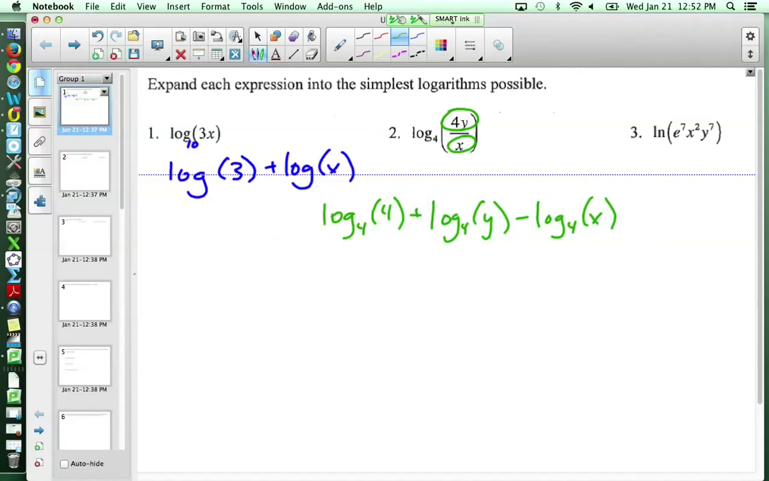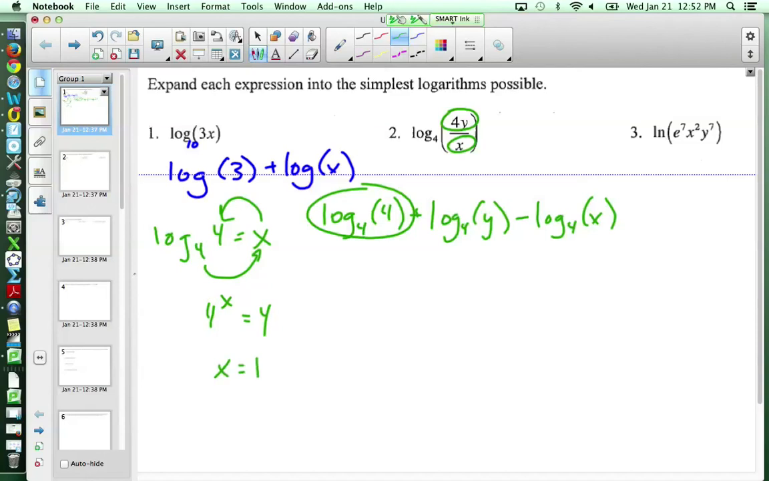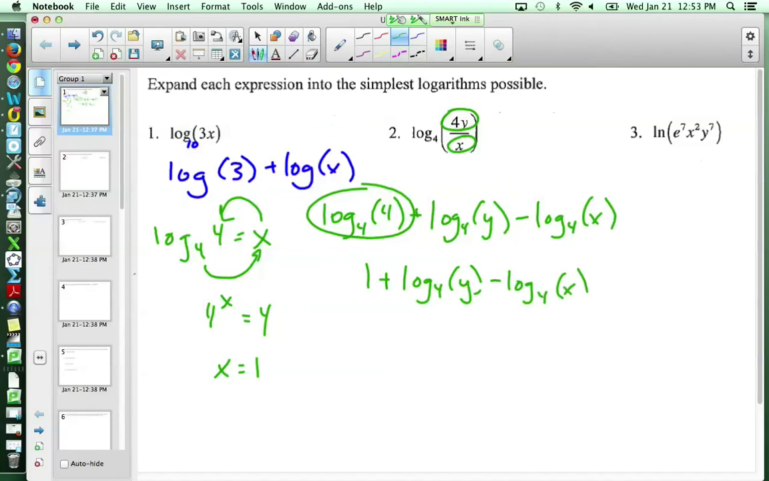We can simplify this further looking at this log base 4 of 4. Remember, if we're looking at the log base 4 of 4, we're trying to answer the question, 4 raised to what power is equal to 4? That's what these logarithms are telling us. And of course, the answer to this is x equals 1. So the log base 4 of 4 is just 1. So we have 1 plus the log base 4 of y minus the log base 4 of x. And that is our final answer for number 2.